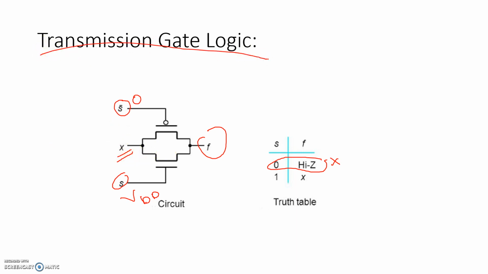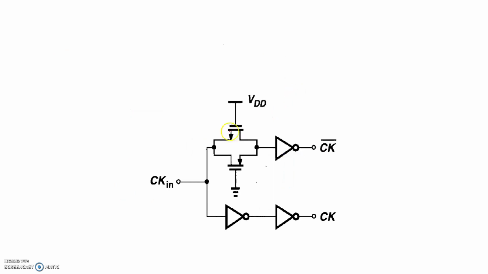Using these two basic concepts, that is double inversion or buffer action using two inverters, and the transmission logic concept, we can generate a simple circuit to generate complementary clock, and that circuit is this one. Okay, I am going to explain the operation in detail, just try to understand. Suppose you provide your clock signal here.